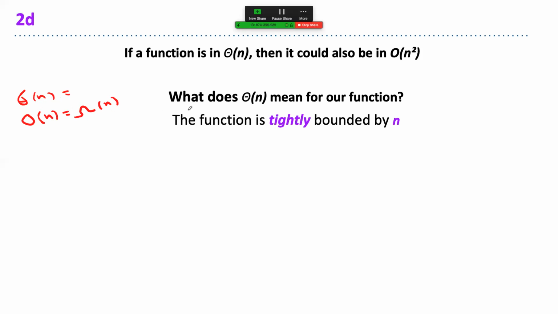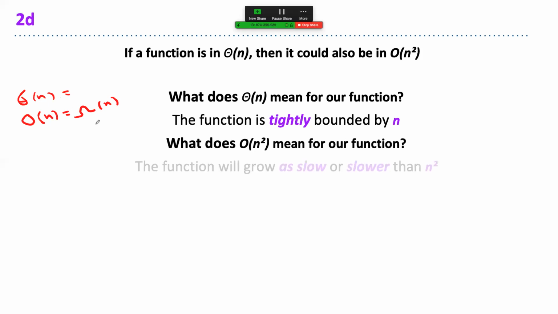So it tells us that my code will run exactly at a runtime of n, essentially, because I know that my tight O and tight omega are n in this case. And what does O of n squared mean for a function? Well, it's the same definition as before. It says that the function will grow as slow or slower than n squared. And to answer this, this is actually true.